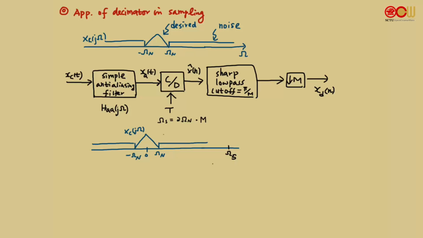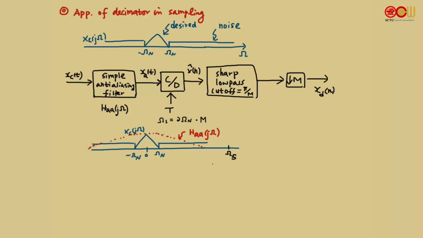And we can draw Haa. Haa is this shape. It can have a very, very long transition. This is Haa(jω). It has a very long transition, so such a filter will be cheap to have.